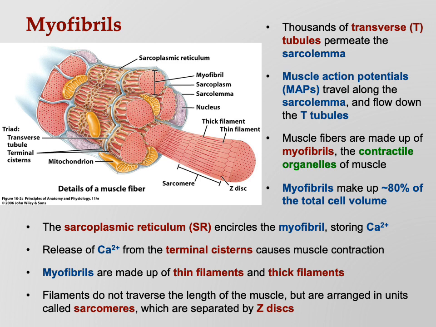Each one of those little compartments is called a sarcomere. So you can see that labeled in the illustration. The sarcomere is one unit of thick and thin filaments. Each end is bordered by a Z-disc, okay? So just look at that for a little bit. Make sure you know the parts, okay?